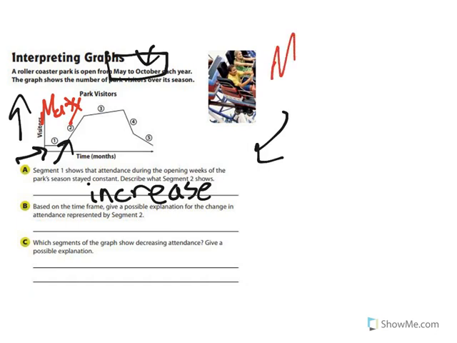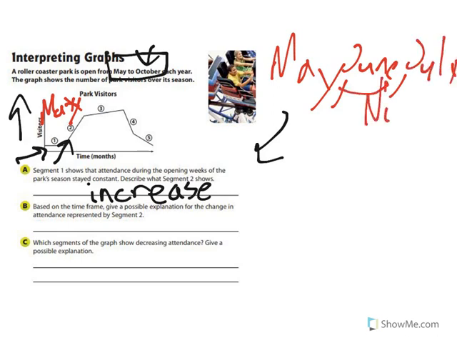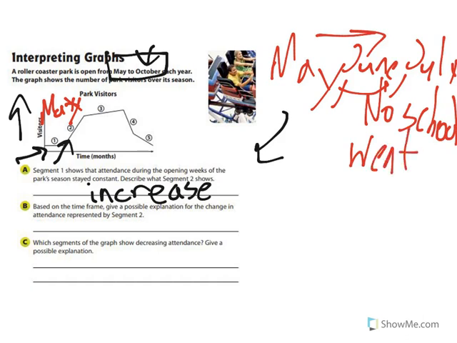What are we thinking about there? All right, so think about our calendar, right? May, June, July. So apply it to yourself, right? What's happening here? There's no more school. So that's one of the reasons why more people are going. What's another reason why? As the months go on, the weather is getting better. So increase in temperature would be both of the reasons there.